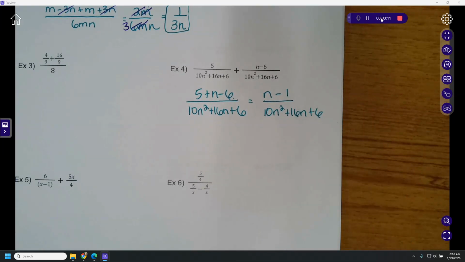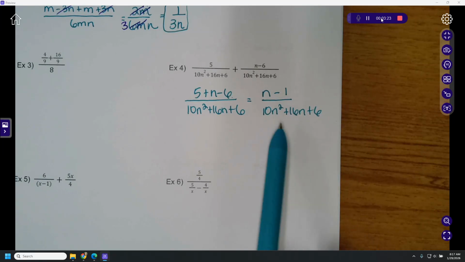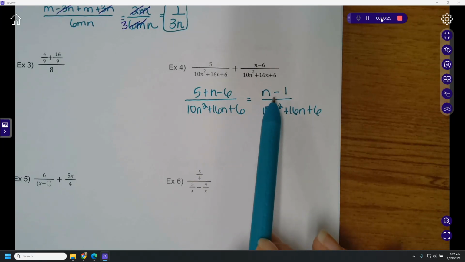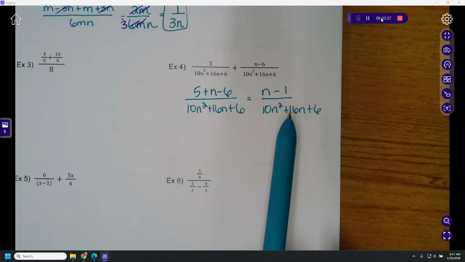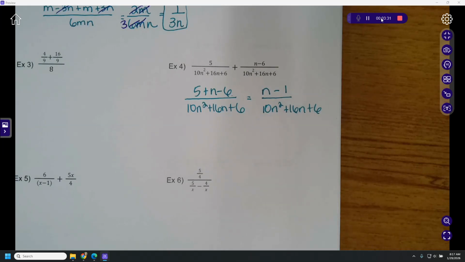I am going to choose actually not to go any further on the bottom because I already know that I can't cancel anything out. How do I know that? Because this is all plus here, so there's no way there's going to be a factor of n minus 1. Does that make sense to you? That's not going to cancel out with anything in the bottom. So I'm going to leave that alone. Okay, questions on that so far?